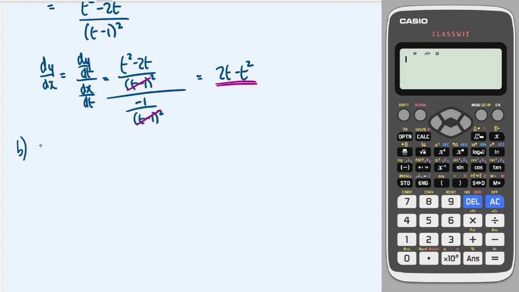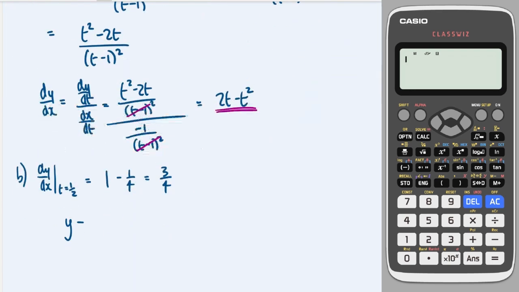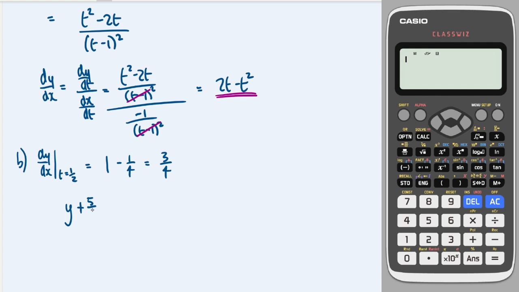Okay, so into the gradient function goes t equals 1/2, and that's going to give me 2 times 1/2 is 1, and 1/2 squared is 1/4, so that is 3/4. Okay, now we need to do the equation of a straight line. So y minus y1, which is minus 5 over 2, so two minuses make a plus, 5 over 2, is equal to the gradient function, the gradient at the point, which we worked out was 3/4, and then x minus the x-coordinate, which we knew was 1.